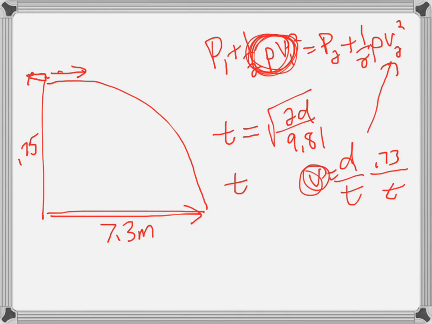So what I could do is this equation up here, I could do P1 minus P2 would equal 1/2 density V2 squared, and I could figure out what the pressure difference is there, and that would be in pascals, and we got to put that into kPa.